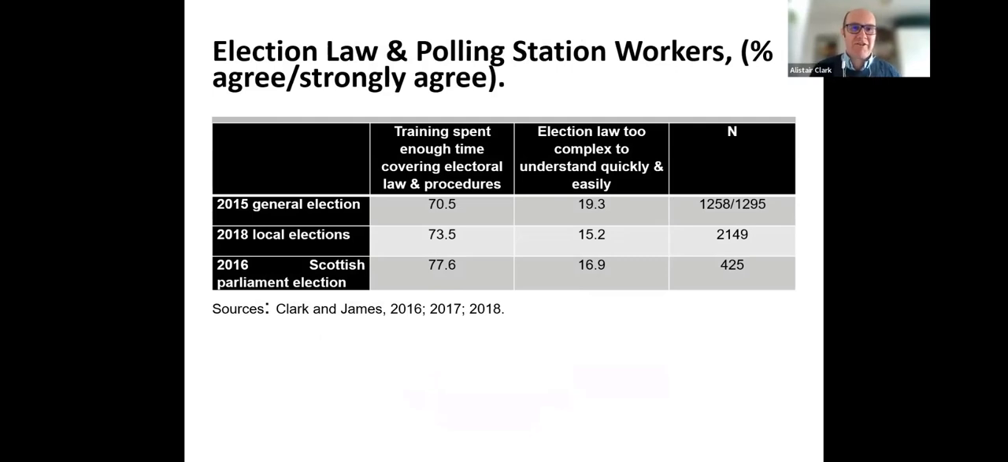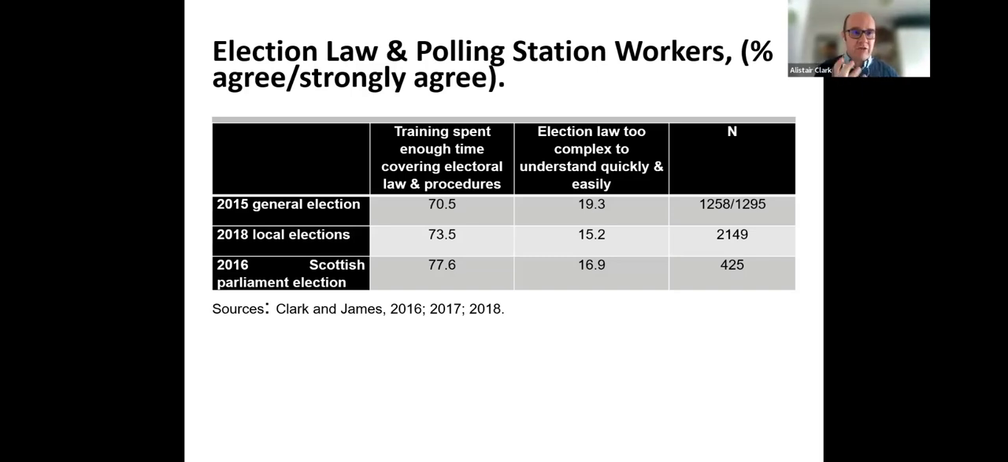I'll be asking you to turn over slides in due course. The slide that we've put up here is really for context. This is from studies that Toby and I have done of poll workers in the past: 2015 general election, 2018 locals, 2016 Scottish Parliament election. Although 70-odd percent of polling station workers suggest that training spent enough time covering electoral law and procedures, worthy of note is that between 15 and 19% consistently say that election law is too complex to understand quickly and easily. And I think this is important context for going into the study of poll workers.